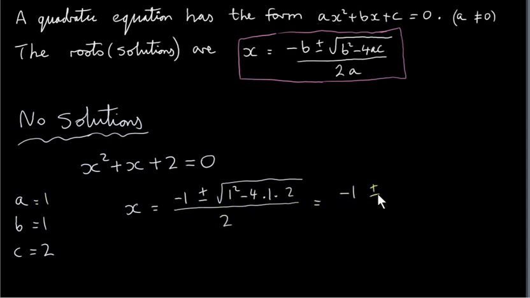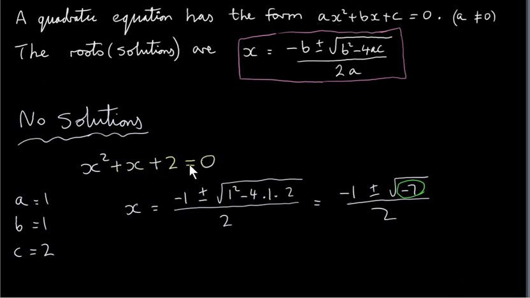So we get minus 1 plus or minus the square root of 1 squared, which is 1. So we have plus 1 minus 8. Plus 1 minus 8 is minus 7, divided by 2. You can see the problem. We have a negative number here. We cannot get the square root of a negative number. So we say that this equation has no solutions.